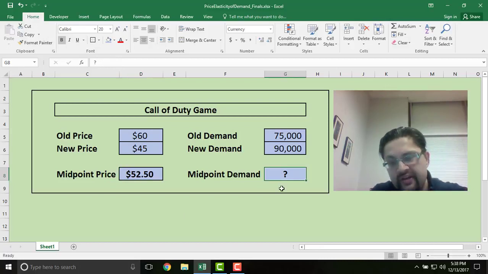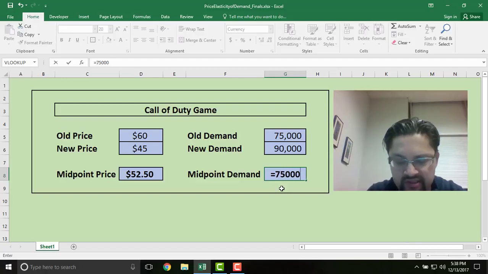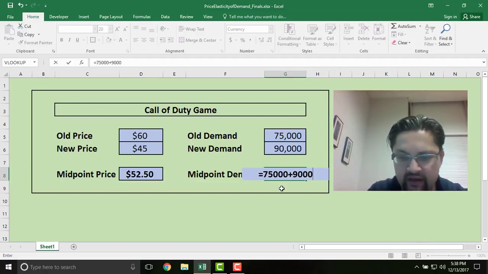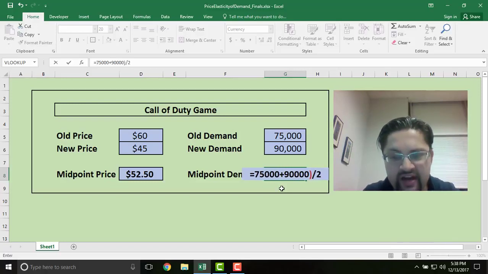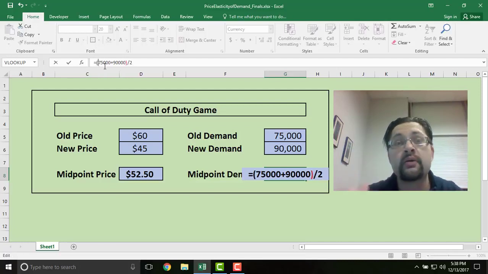So we're going to do the same thing over here. We're going to take the 75,000 plus the 90,000 and divide that by 2. Why do we divide it by 2? It's because we're dealing with two numbers, and we're just doing an average, right? We're doing the average of these two numbers. There's two numbers, divide it by 2.